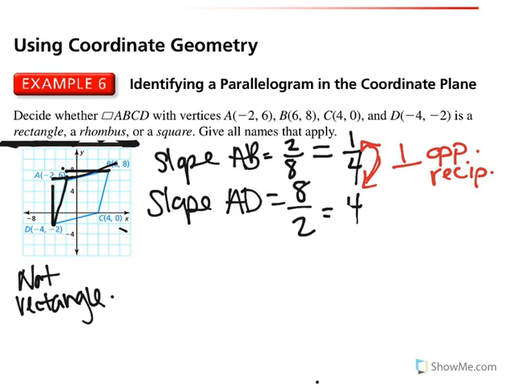And we know since it's not a rectangle, it cannot be a square. But we can check to see if it's a rhombus. Now, a rhombus, we can either see if the diagonals are perpendicular by checking the slopes, or we can check a pair of consecutive sides to see if their lengths are the same. Okay? Since we did slope on the first one, let's go ahead and do the distance formula on the second one so you can have a refresher.